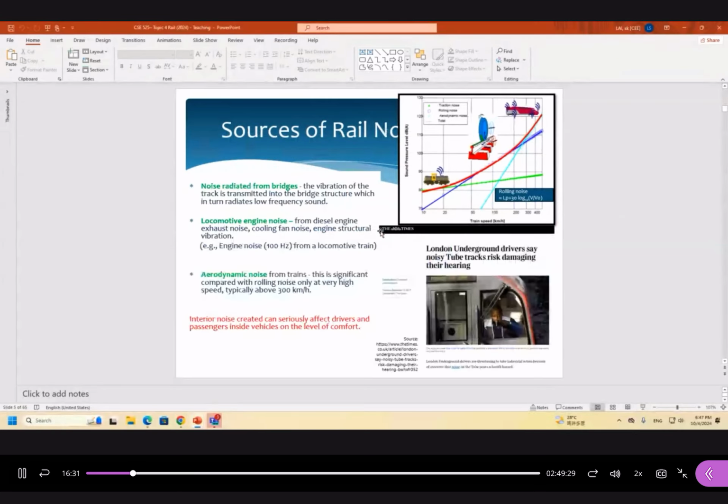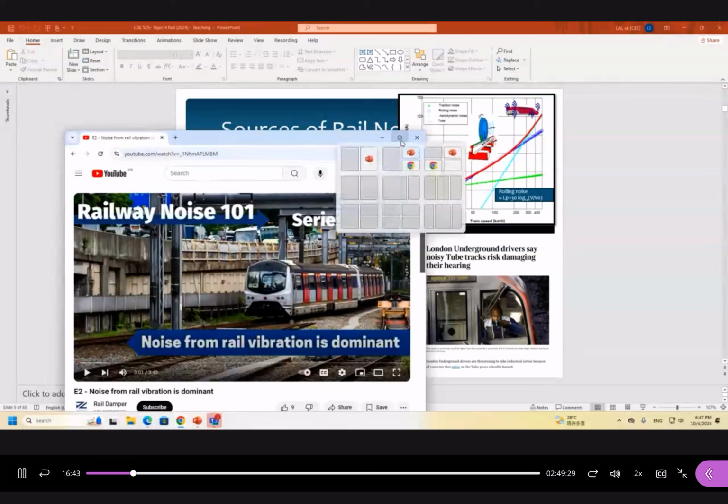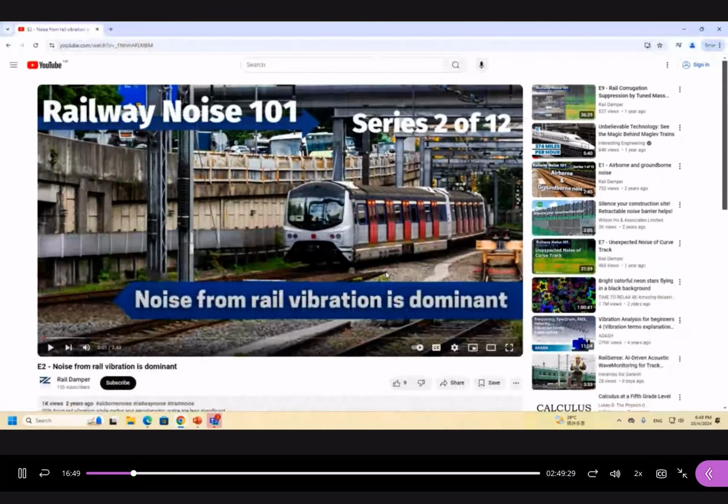So in general, we can divide the sources of railway noise into different types. Let me show you short videos about railway noise. Actually, when you search on YouTube, you can find many relevant videos.